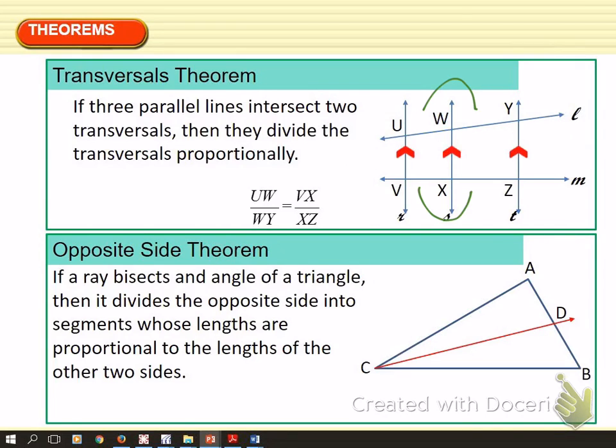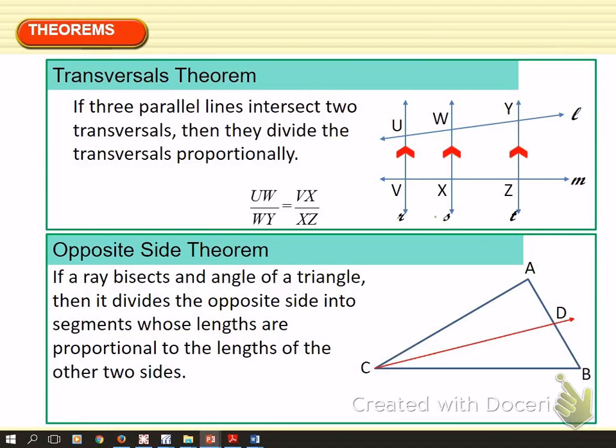Okay, now, again, because of the nature of proportions, we can jump around and write the proportion in some other directions, right? And come up with different proportions. In other words, instead of going left to right, we could always go right to left. Go WY to UW equals XZ to XV. Or we can go top to bottom. Go WY to XZ equals UW to VX. A lot of options there.